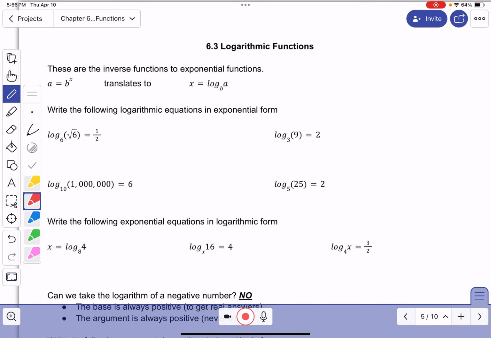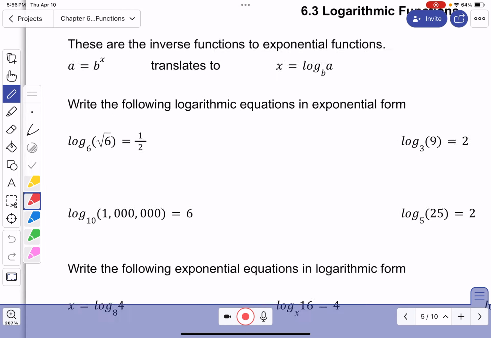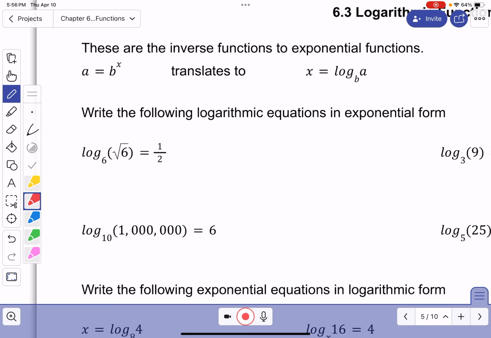Okay, we're going to go over section 6.3, logarithmic functions. So logs are the inverses of exponents. Like adding undoes subtraction, logs undo exponents. You can go back and forth between these.